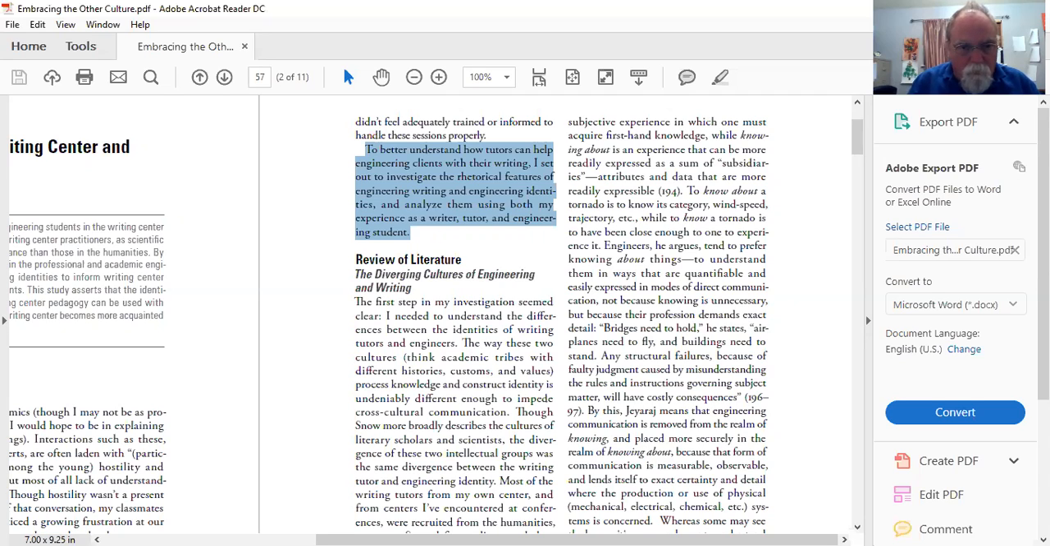The rhetorical features and the identities of engineering writing and the identities writers had to assume when learning to write like engineers. And I put 57. Why do I put 57? Because St. Pierre's name is there, so all I need is the page number, because we already have the author's name.